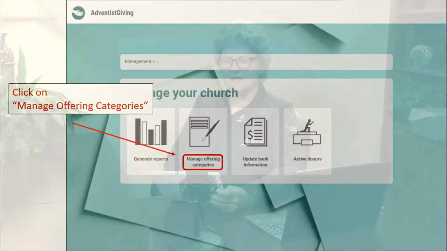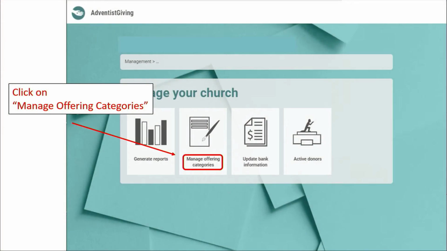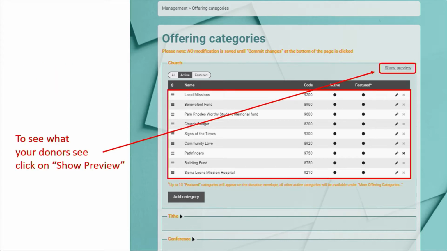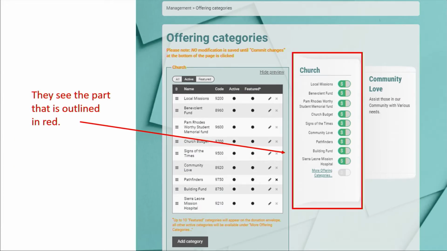Log into your Adventist Giving account, and on this page, click Manage Offering Categories. This will take you to the page where you can manage the local church offering choices you have given your donors. If you want to see what your donors see when they click on your church name in Adventist Giving, click on Show Preview. They see the part that is outlined here in red.